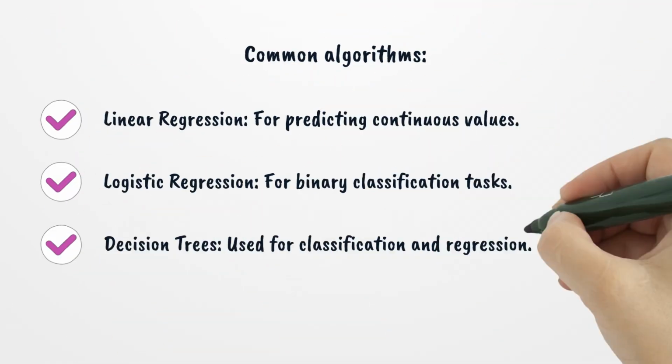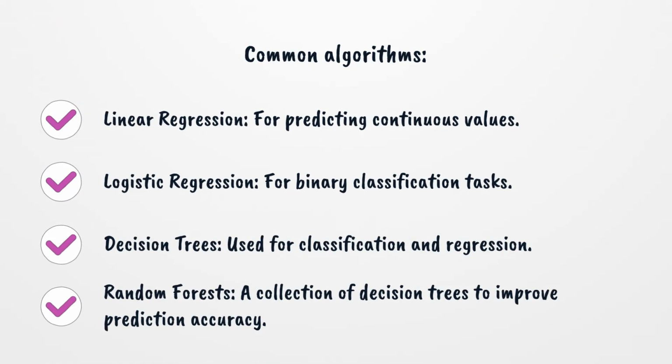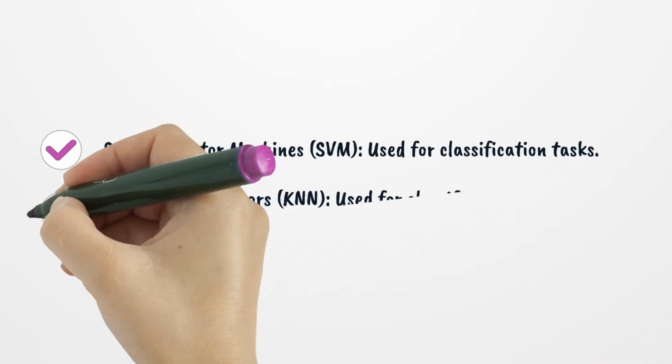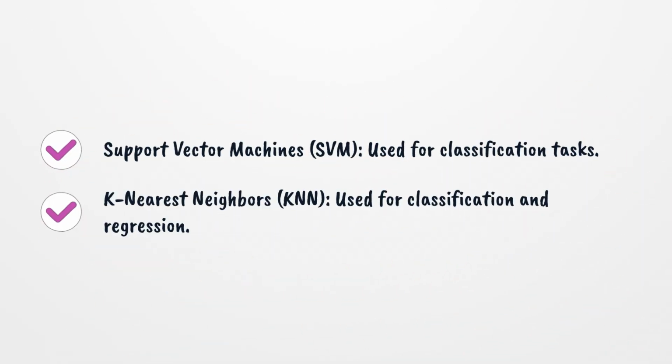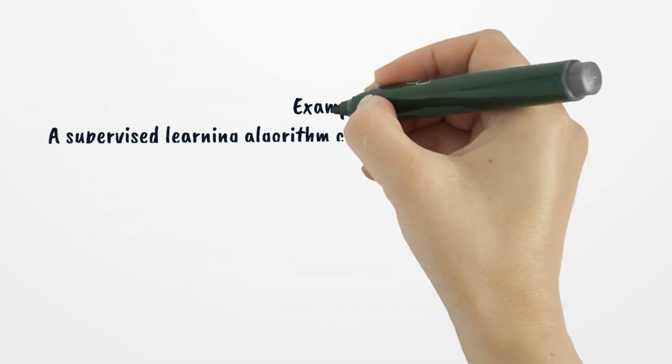Common algorithms. Linear regression, for predicting continuous values. Logistic regression, for binary classification tasks. Decision trees, used for classification and regression. Random forests, a collection of decision trees to improve prediction accuracy. Support vector machines, SVM, used for classification tasks. K-nearest neighbors, KNN, used for classification and regression.